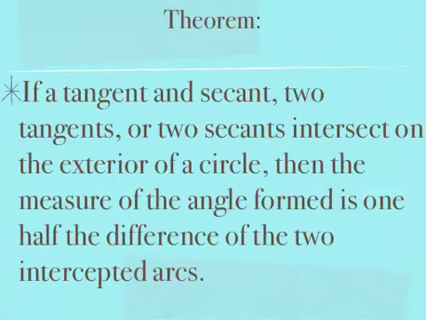The next theorem says if a tangent and secant, two tangents or two secants, intersect on the exterior of a circle, they have to intersect on the exterior, then the measure of the angle formed is 1/2 the difference of the two intercepted arcs. A drawing of this would be having a circle. For this example, I have a tangent line and a secant line intersecting.